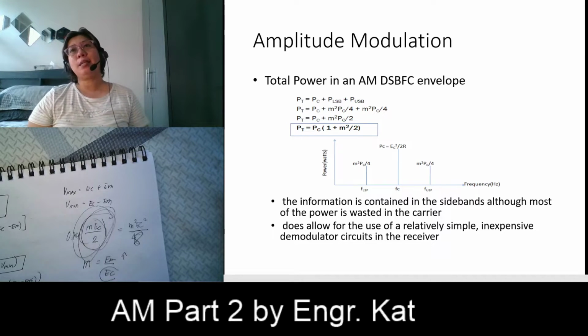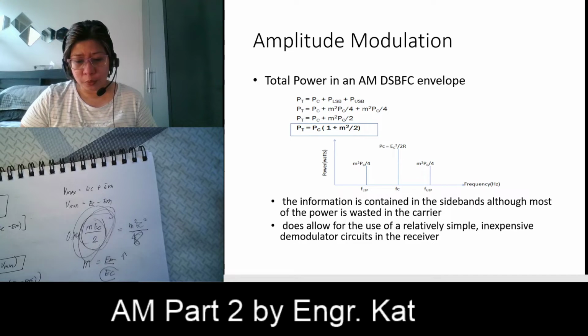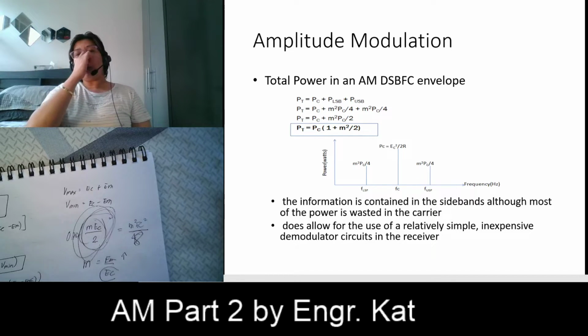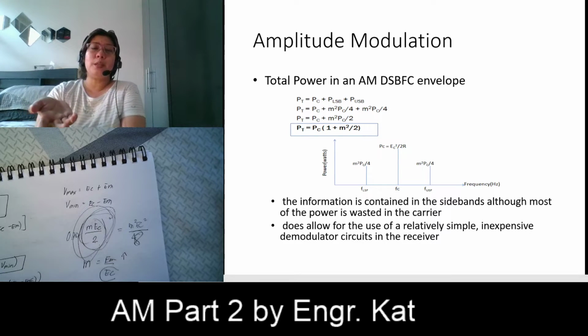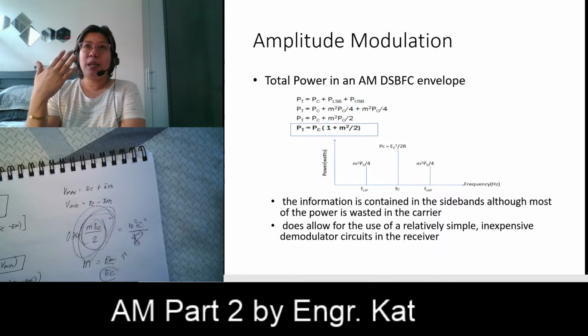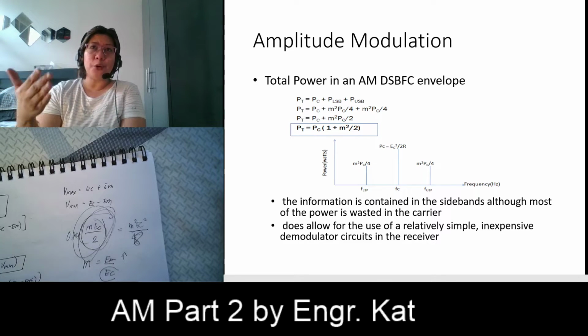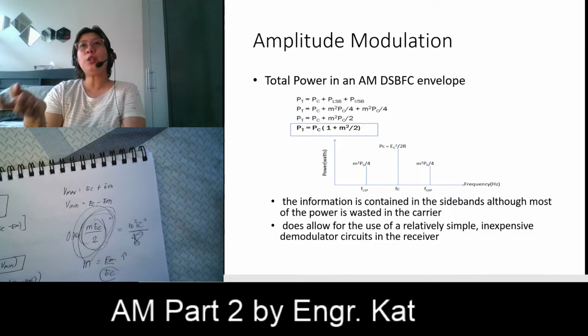Of course, since M is not always equal to 1, since that is already the ideal value, we expect a value which is lower. Okay? So, what is the implication of this, class? This shows the greatest disadvantage and the greatest advantage of your double sideband full carrier, or your conventional AM. So, what do we mean by that?